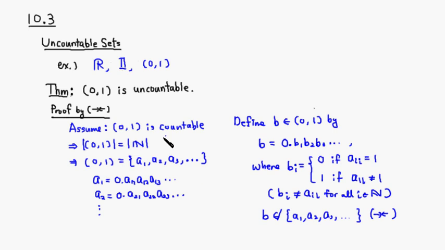So therefore it's not denumerable, but it's infinite, which means that it's an uncountable set. So therefore (0, 1) is uncountable. All right, that's it. I hope that this was clear.